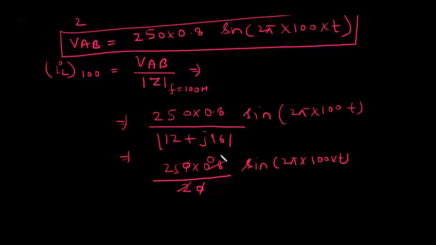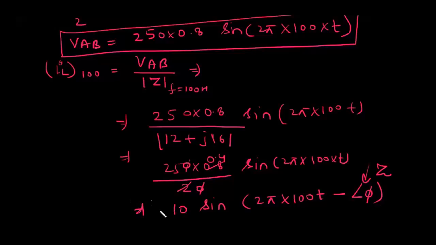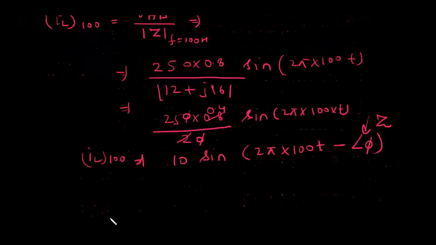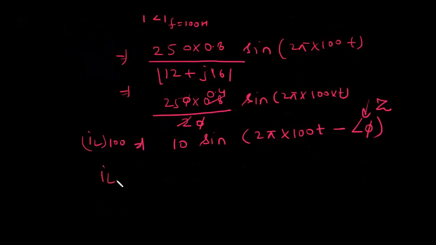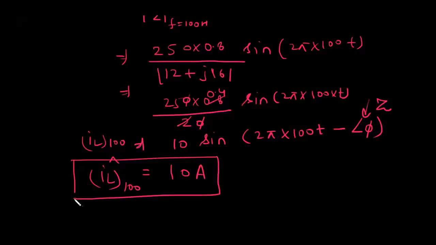So it is 10 sine 2 pi into 100t, plus it will contain some phi. It depends upon Z. So the question is, what is the peak value of 100 Hz component? So it is 10 amp. This is the answer for this question.